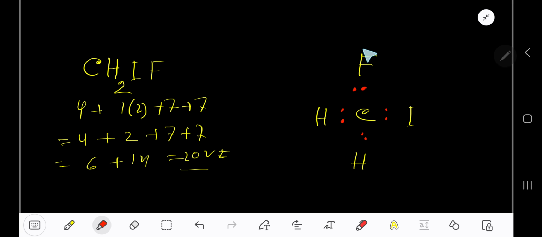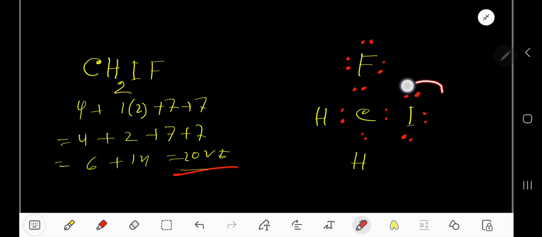2, 4, 6, 8, 10, 12, 14, 16, 18, 20. Okay. Now we have used all the valence electrons. Now we have to count for octet and duet.